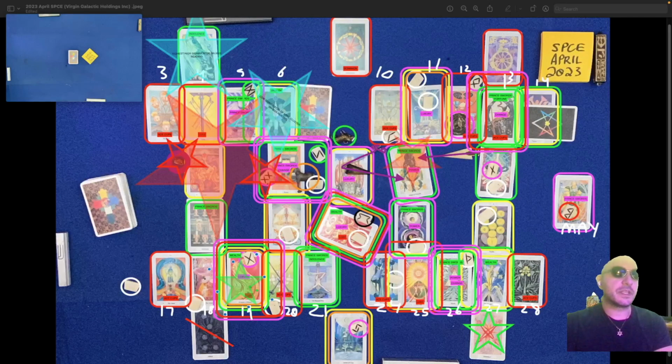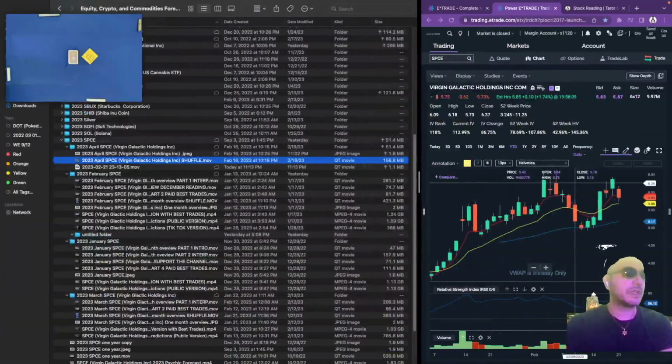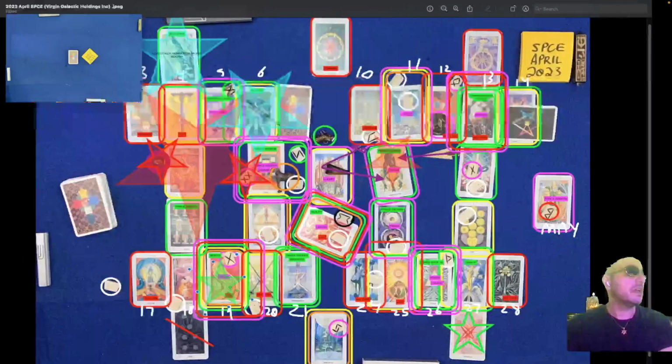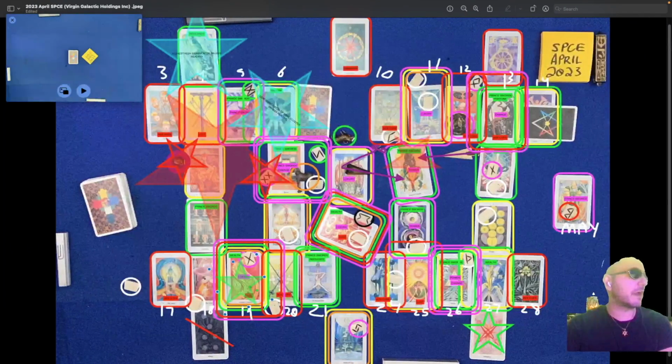This is the SPCE 1 month overview reading for the month of April 2023. It's currently February 21st, 2023, 11:13 p.m. Eastern Time. SPCE at the time of this reading is currently in the extended hours $5.85. And the shuffle file that we're about to play was created on February 16th, 2023 at 10:18 p.m. Eastern Time. That's this file right here.